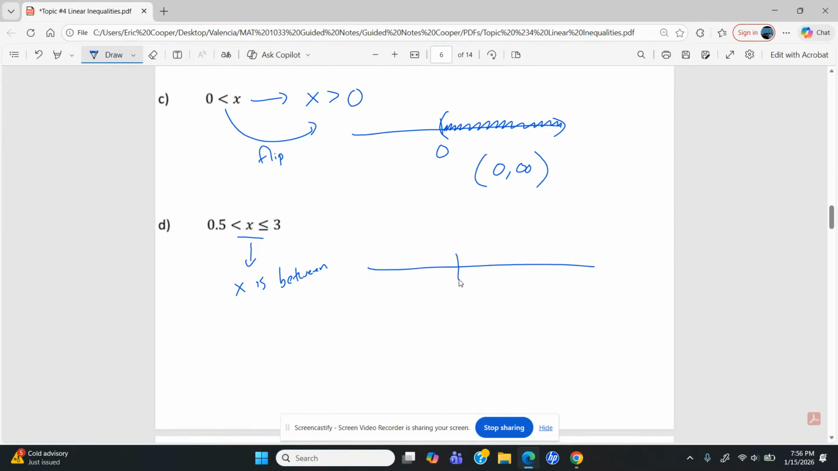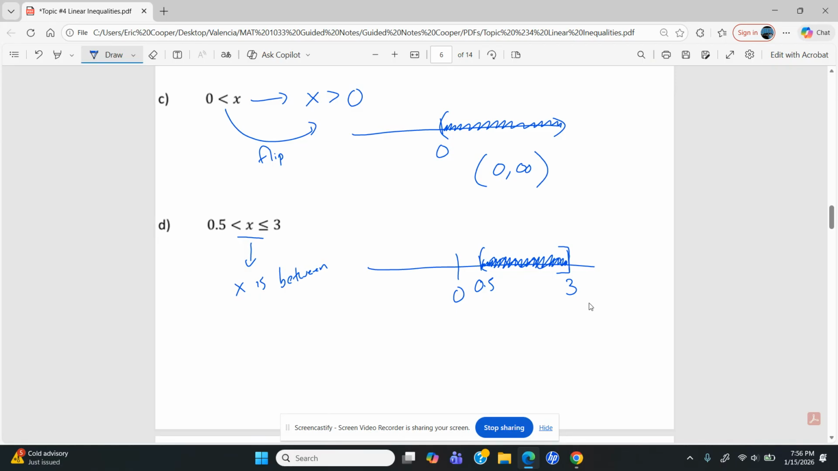So when I go through and graph, I need to graph both numbers. I know 0.5 is to the right of 0, and I know 3 is to the right of that. It cannot equal 0.5, so we're going to have a parenthesis at 0.5, but it can equal 3. So we will put a bracket at 3. And it is saying x is between them. So we're going to go through and shade all the values between these.